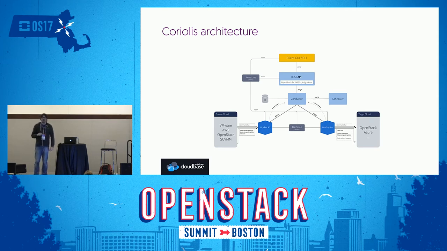Barbican is the OpenStack project which is meant to handle secrets. And what secrets do we have here? We have the credentials to connect to the source or the target cloud, right? So you don't want to have your VMware credentials floating around in clear text with the risk that they end up in log files, no? You want to make sure that they will be safe and only the workers will be able to access them when they need it.